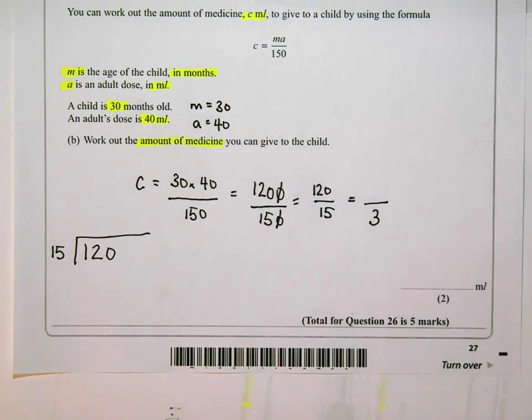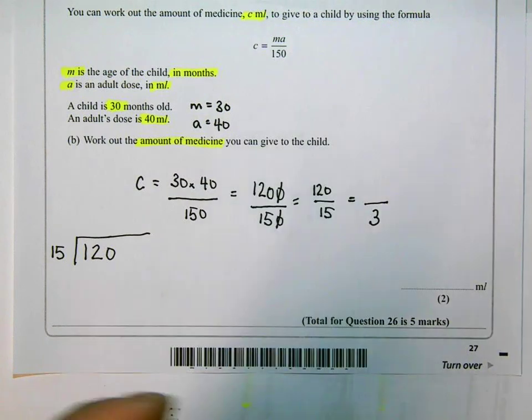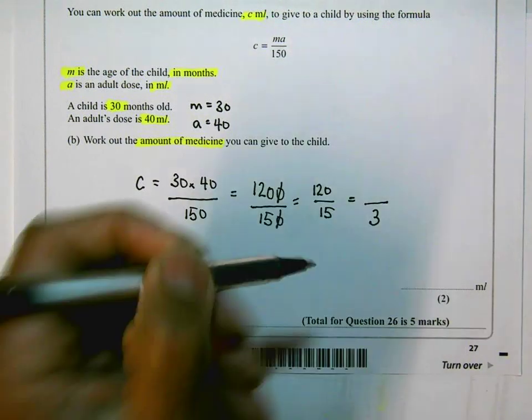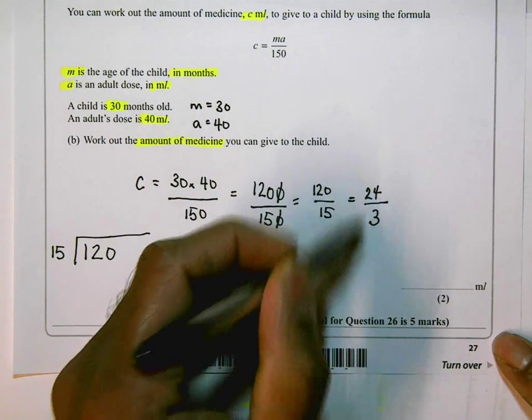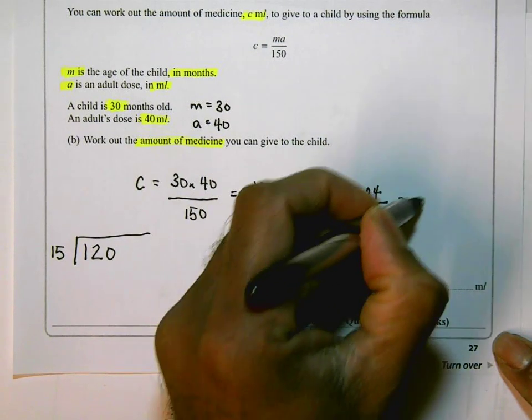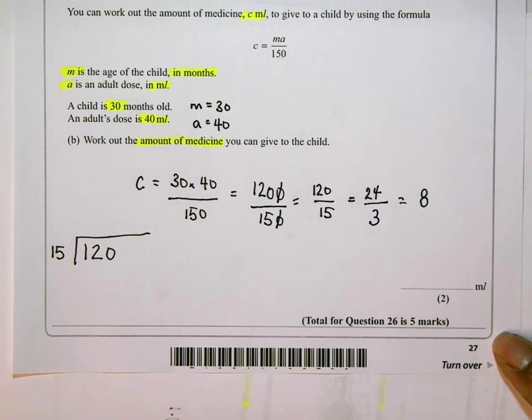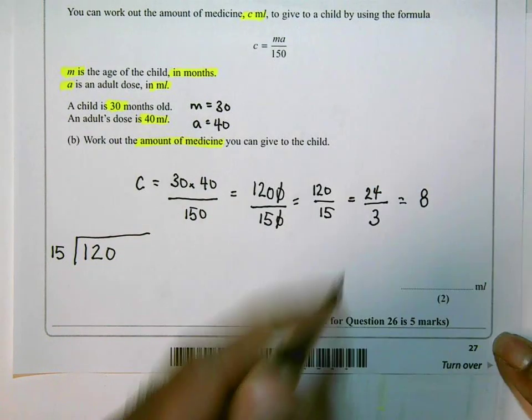If you're ever stuck with this, start thinking about it as money. How many 5p's in £1.20? Well, I know there are 25p's in a pound, and 4 5p's make 20p, right? So how many 5's in 120? 24. And what's 24 divided by 3? 24 divided by 3 is 8. So in this case, the answer to this question is 8 milliliters.